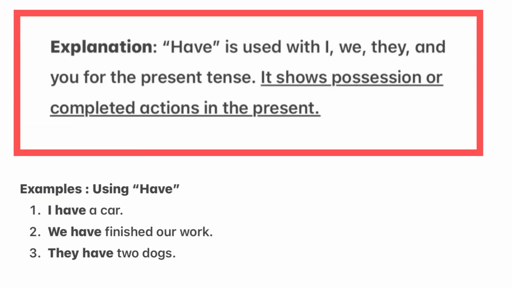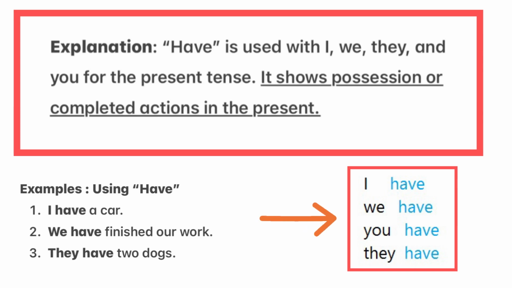Explanation. Have is used with I, we, they, and you for the present tense. It shows possession or completed actions in the present.